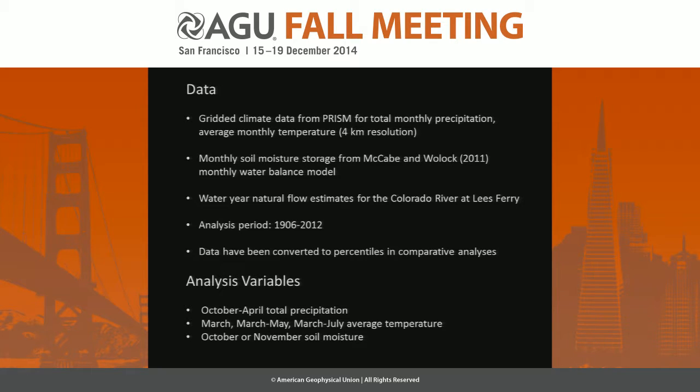The data I'm using mostly is the gridded PRISM data for total monthly precipitation and average monthly temperature. I'm using modeled soil moisture storage from the McCabe and Wallace water balance model. The analysis period is 1906 to 2012, and mostly what I'll be talking about are comparisons based on these different variables converted to percentiles. For the particular variables, I'll be talking about October through April total precipitation for the cool season precipitation, 3 different intervals for temperature, April, March through May, and March through July, and then October or November soil moisture. Oh, and also for the flow, I'm using natural estimated flows for the Colorado River at Lee's Ferry.